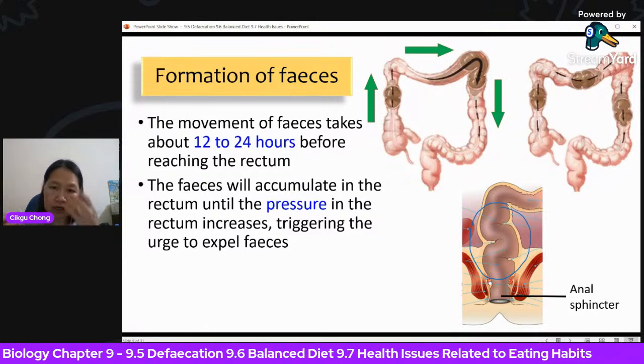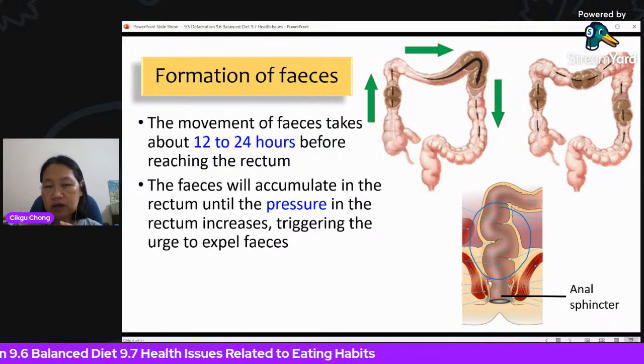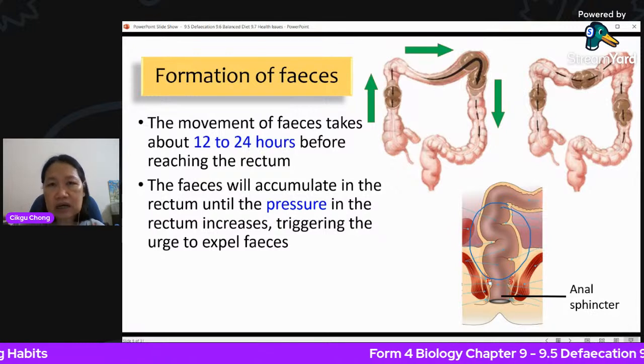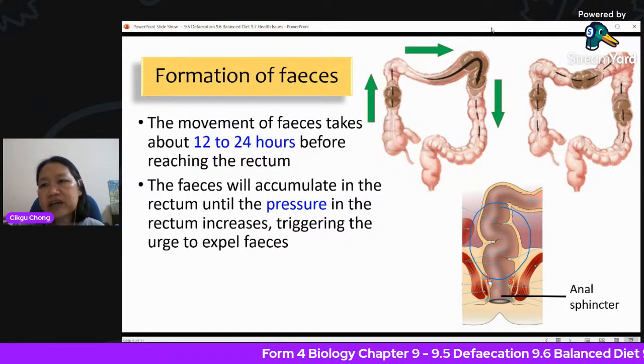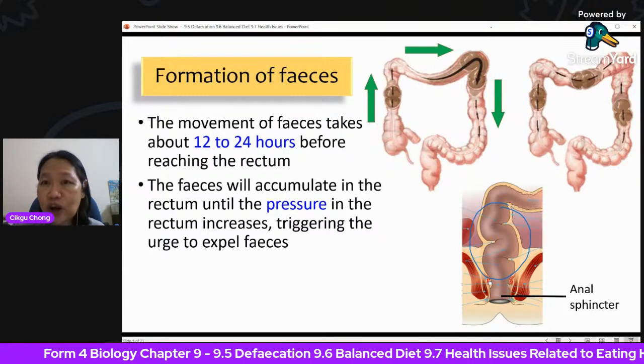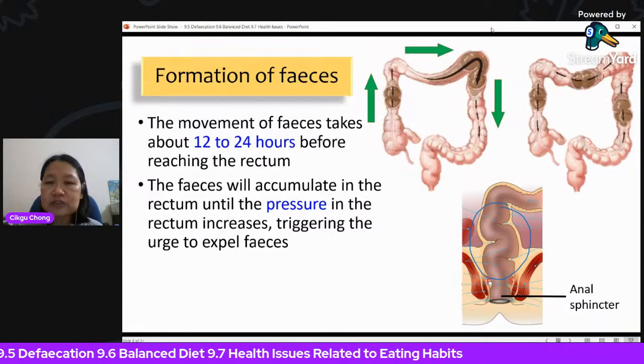And then until it becomes so much, okay, there's pressure. Once it enters there, it's going to apply pressure to the sides. So the pressure increases, and as the pressure becomes higher and higher, you will get the urge to go to the toilet to remove the contents of the bowel. It needs to go and remove the feces.